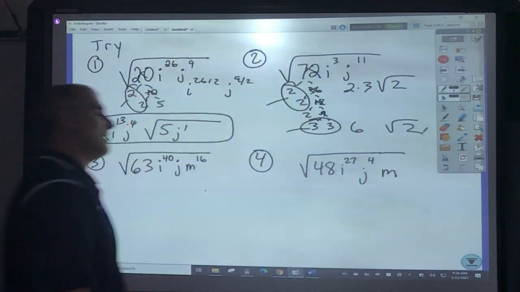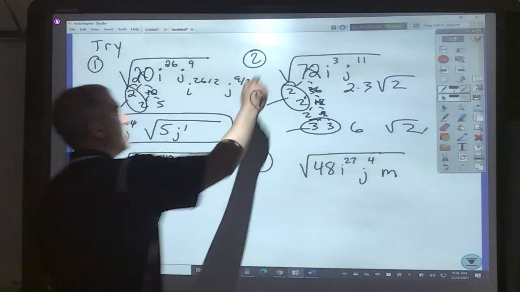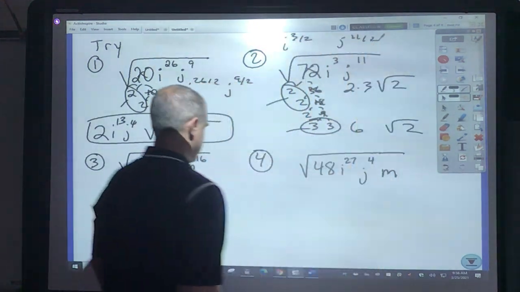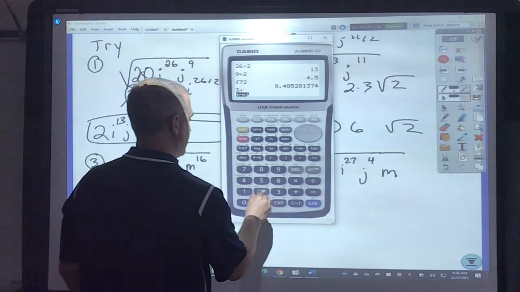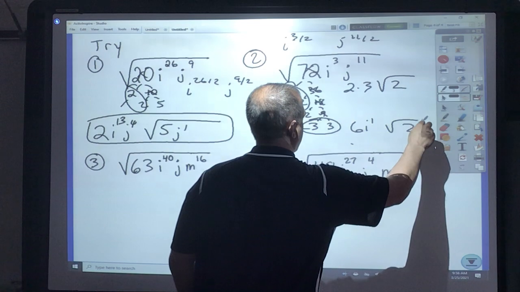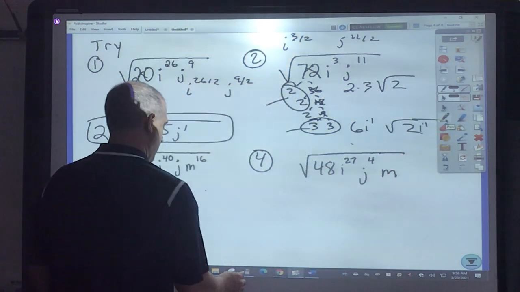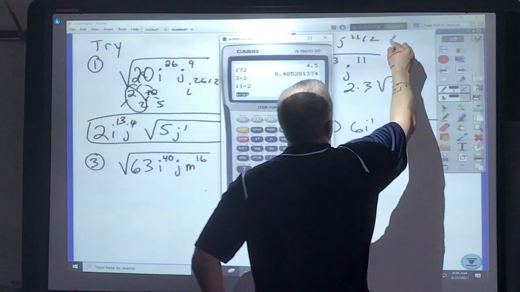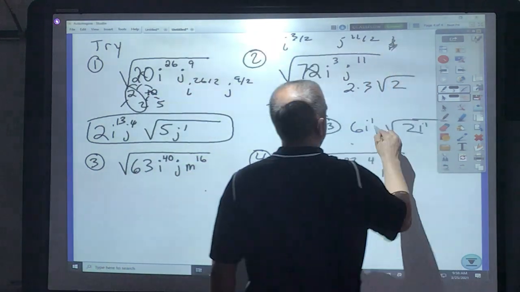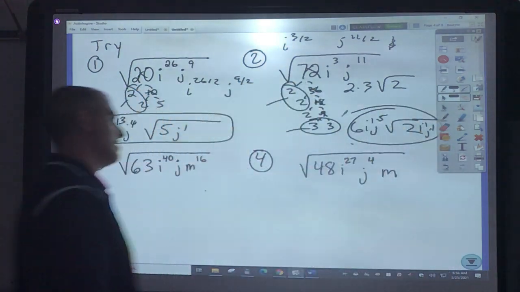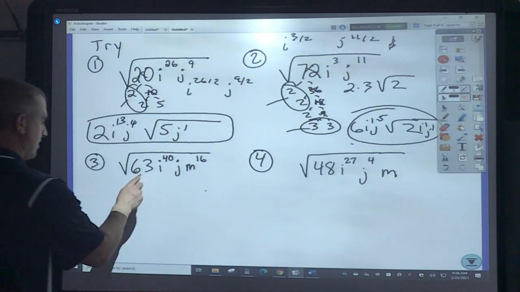I'm gonna leave room for my letters. So I wanna do 3 divided by 2, and I wanna do 11 divided by 2. 3 divided by 2 is 1 with a decimal, so that's I1, I1. 11 divided by 2 is 5. So I'd have J5 and J1 because it has a decimal, and that would be my answer for that one.